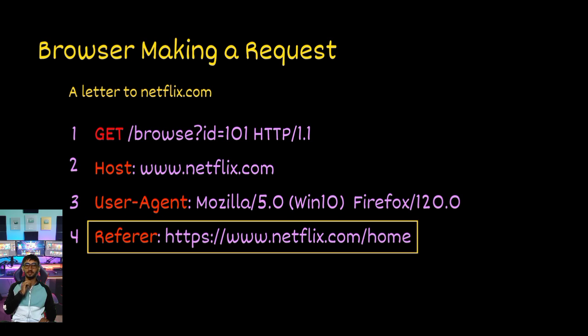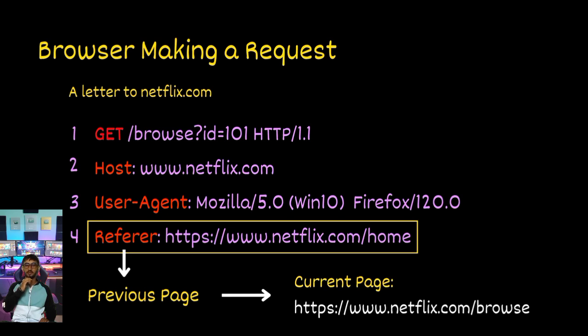The fourth line is called the referer header. This line tells the server which page the user came from before landing on the current one. In our case, it is netflix.com/home. That's your browser saying, "Hey Netflix server, I came here from the home page." This info is useful for analytics, like tracking what users click on, personalization. Netflix might prioritize certain content if you're coming from the home screen, or security. Some sites block access if the referer is missing or doesn't match.